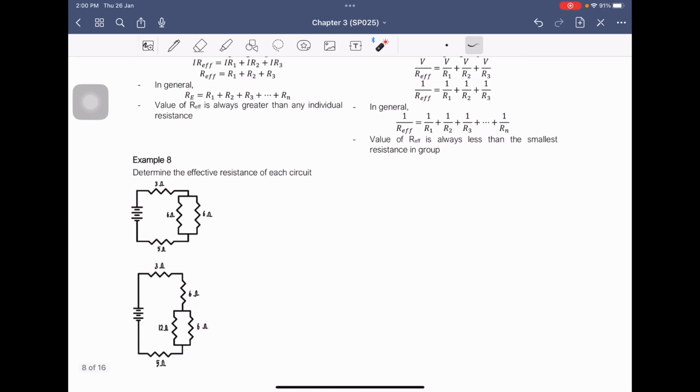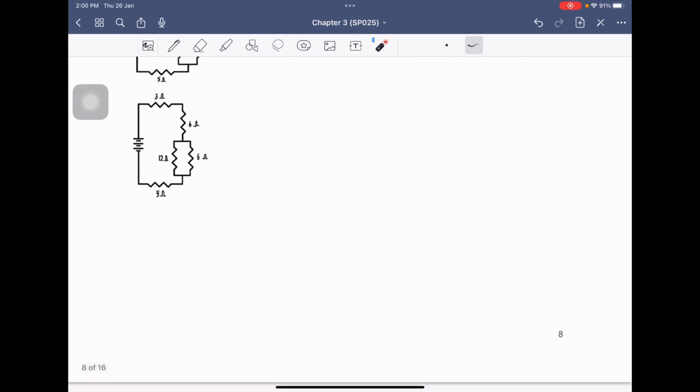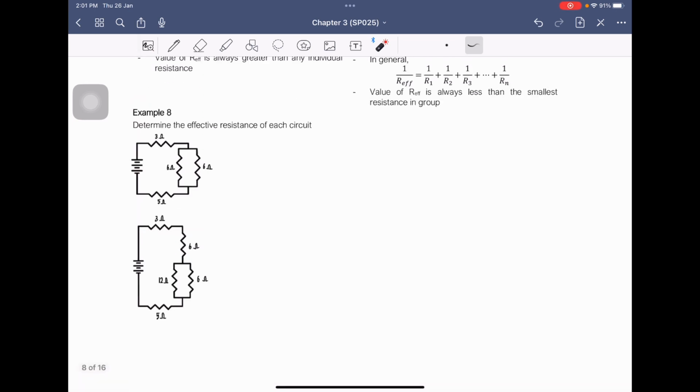Okay, now let's look at example 8. So basically, you have to be able to remember the characteristics of resistors in series and in parallel. If you cannot remember, you will not be able to solve any of the questions. It is really difficult for you to solve. Okay, so example number 8. So now we just have to determine the effective resistance of this circuit.